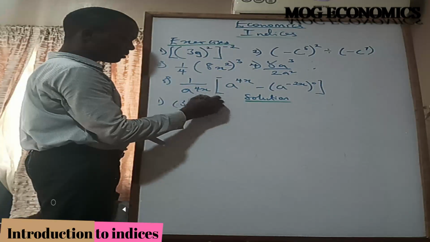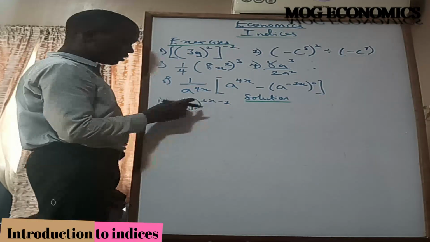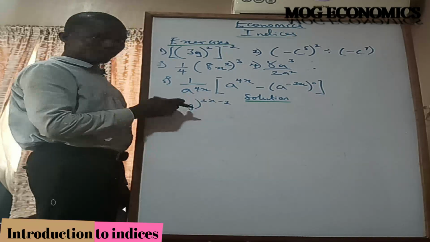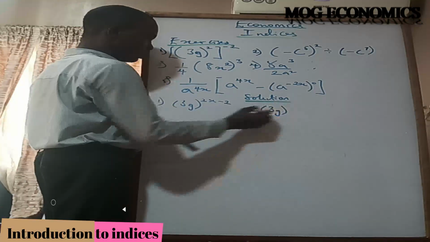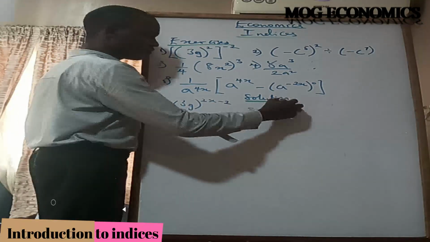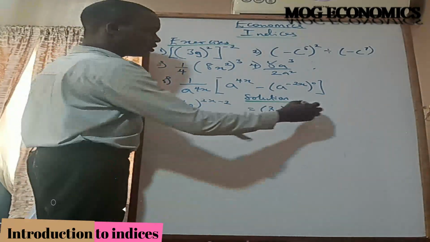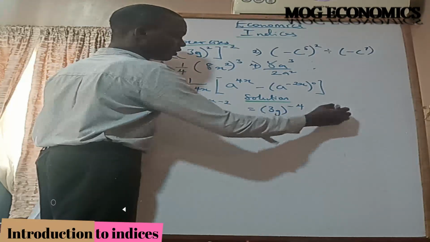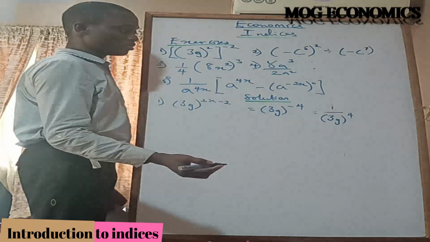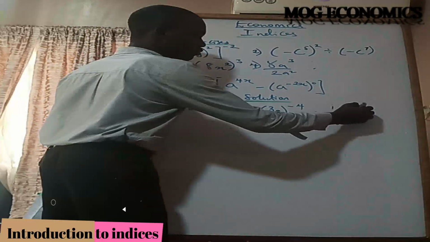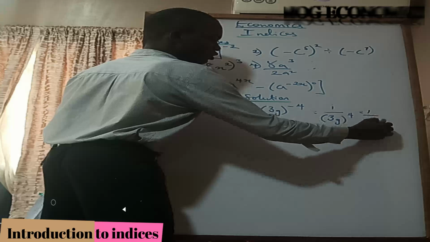You remember that it's just 2 times minus 2 that's going to become minus 4. The square is for g, and this square is also for 3. So when I expand this, I'll have 3g raised to power 2 times minus 2, that's minus 4. So this is going to become 1 divided by 3g in brackets raised to power 4. If you want to simplify it further, we're going to have 1 divided by 3 raised to power 4 and g raised to power 4.